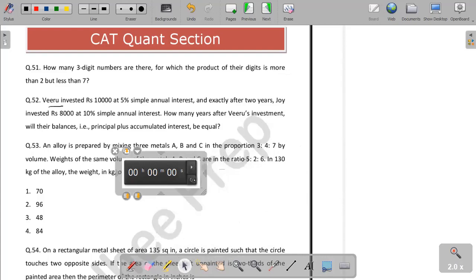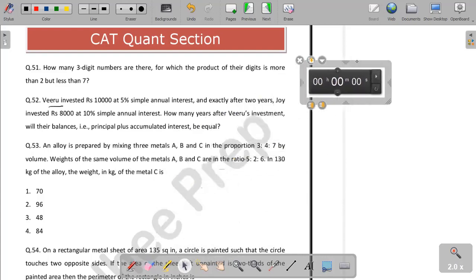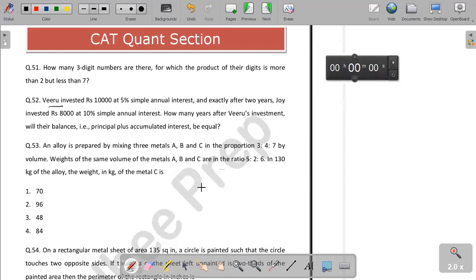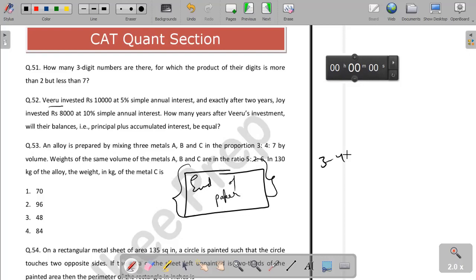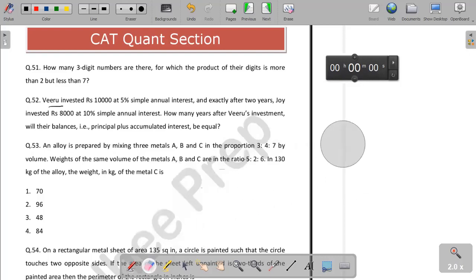The main motive of showing all these things is that if somewhere at the end of the paper you are left with 3 to 4 minutes, don't be hopeless. You could easily crack 2 to 3 questions in those 3 to 4 minutes. Maybe you have some easy questions waiting for you. So that means 3 to 4 questions are also possible.